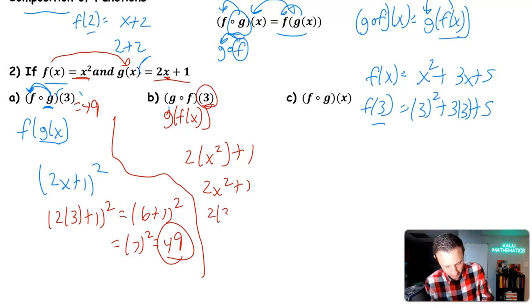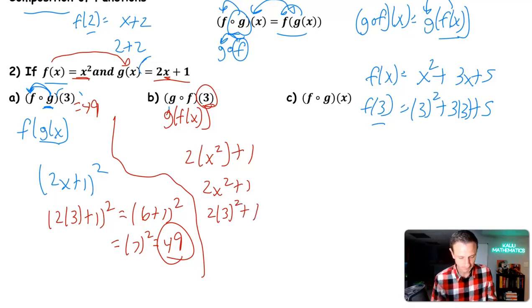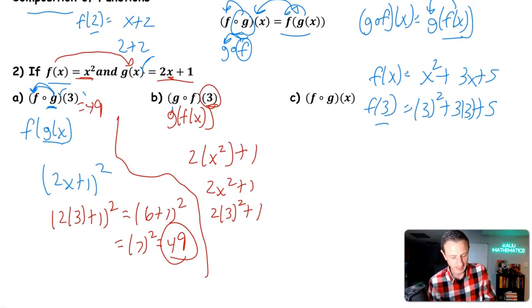So 2 times 3 squared plus 1. 3 squared is 9. 9 times 2 is 18. 18 plus 1 is 19. Okay.